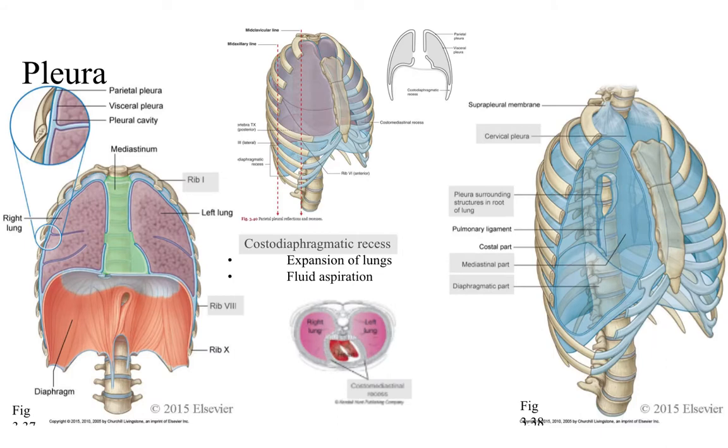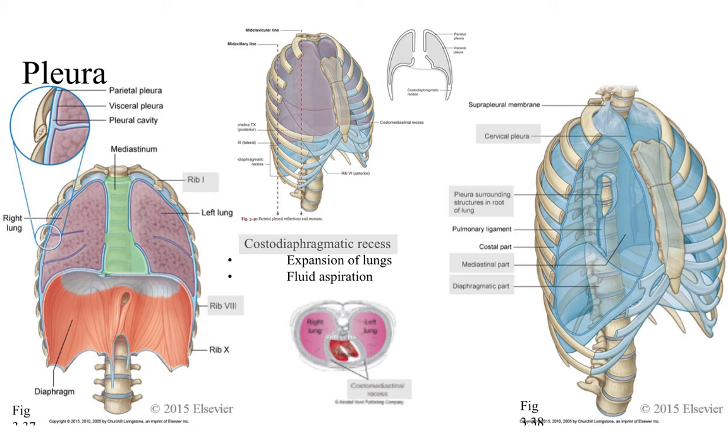In order to talk about the mediastinum, we need to talk about two specific structures that form the lateral boundaries of the mediastinum, and that would be the pleura of the lungs. Pleura meaning the double-layered serous membrane that surrounds the lungs, which we kind of talked about in the previous thoracic wall lecture.